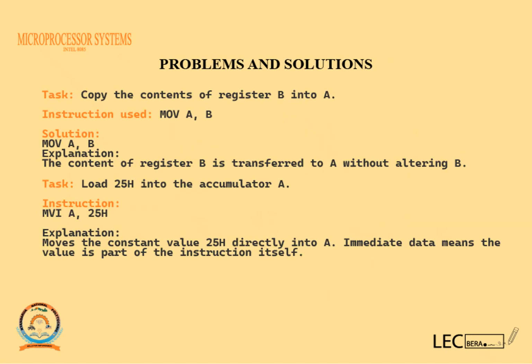So the next thing I want us to look at, I want us to see how we can use those instructions to solve some problem. So let's say you've been given a task of copying the contents of register B to A. So which instruction are you going to use? Move to register A, which is our accumulator. What are you moving there? What is found inside what?